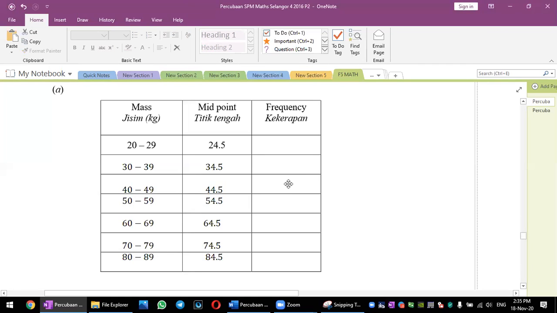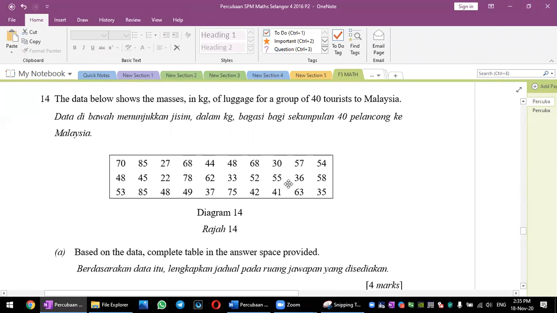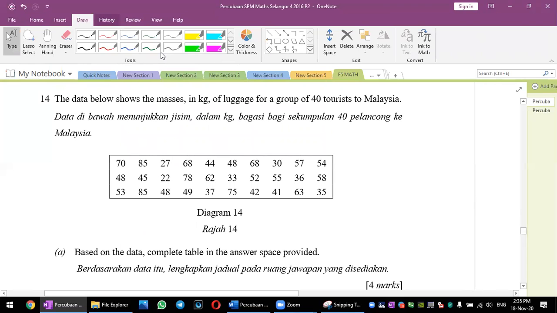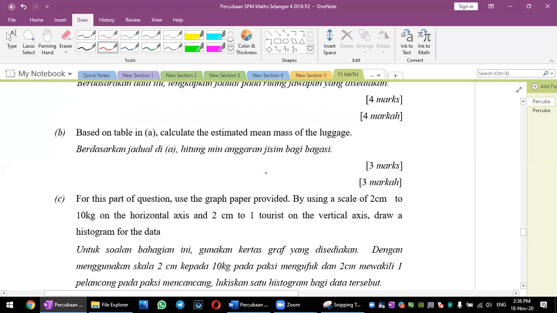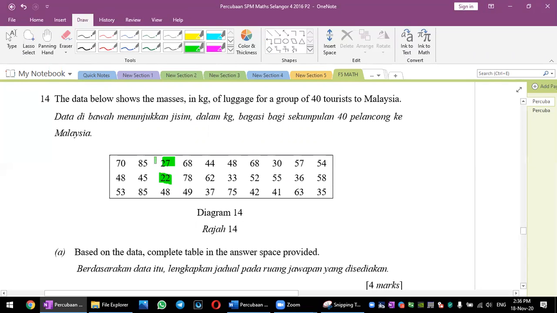Okay, then kekerapan kamu kena kira. You need to count first. Okay, I'll count first. Yang dua punya. Okay, highlight the 2 one first. 1, 2, 1, 2. Check again. Okay, 2 saja. Then 3 punya. Start with 3. 1, 2, 3, 4, 5. Okay, so here is 5.